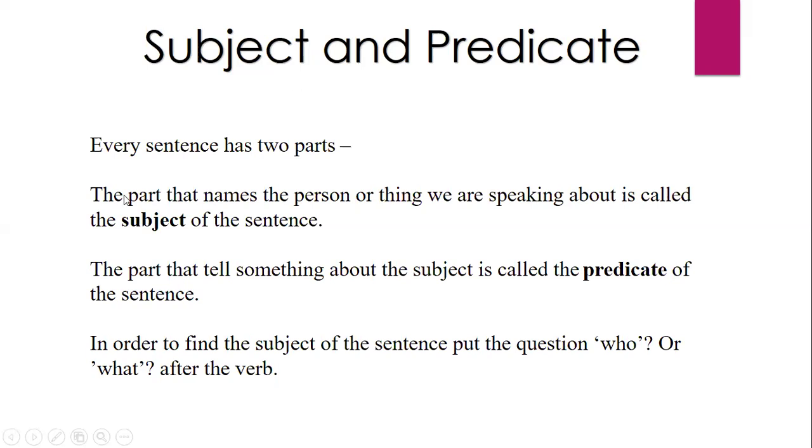The part that names the person or thing we are speaking about is called the subject of the sentence. The part that tells something about the subject is called the predicate of the sentence. In order to find the subject of the sentence, put the question who or what before the verb. It's so simple, right? Yes. The person or thing that we are speaking about is called the subject.